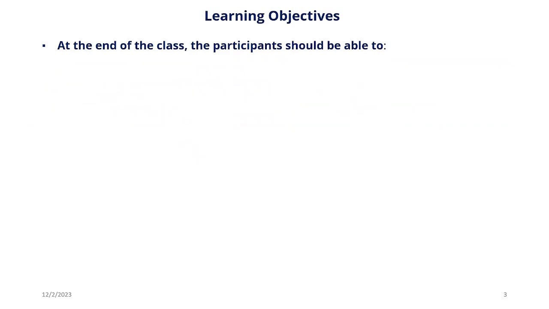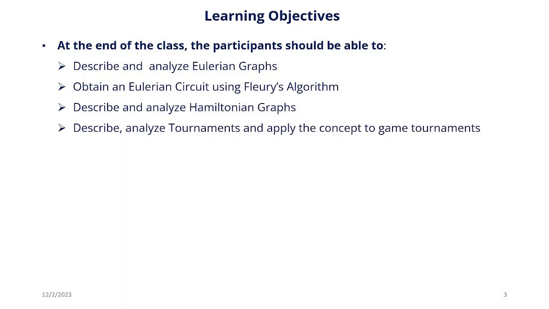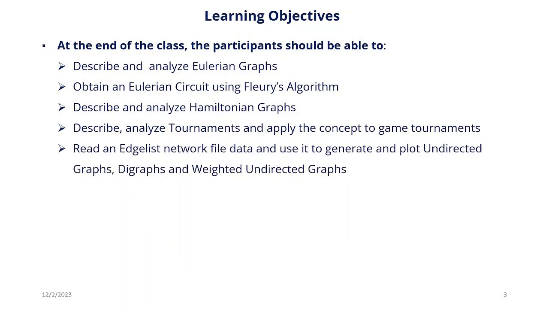Learning objectives. At the end of the class, participants should be able to describe and analyze Eulerian graphs, obtain an Eulerian circuit using Fleury's algorithm, describe and analyze Hamiltonian graphs, describe and analyze tournaments and apply the concept to game tournaments, read an edge list network file data and use it to generate and plot undirected graphs, digraphs, and weighted undirected graphs.